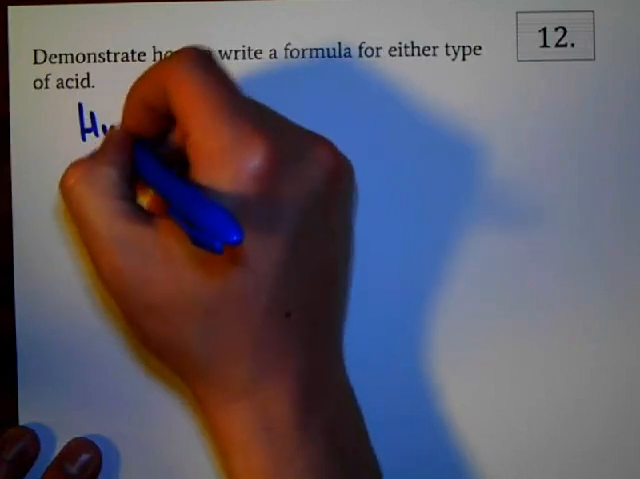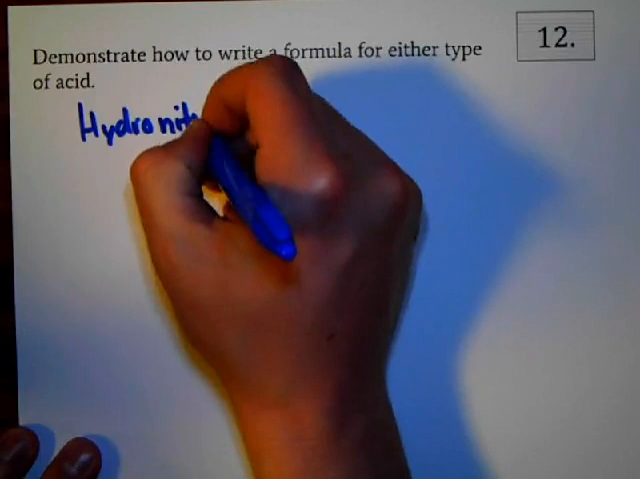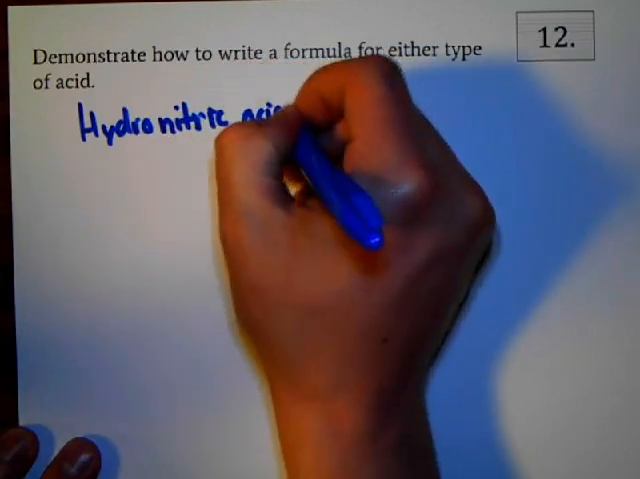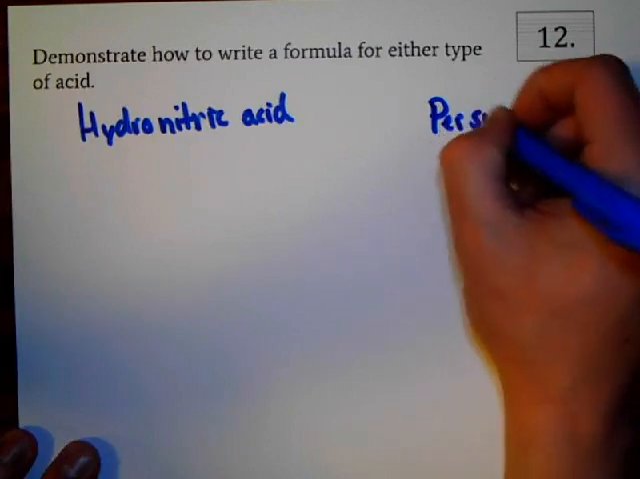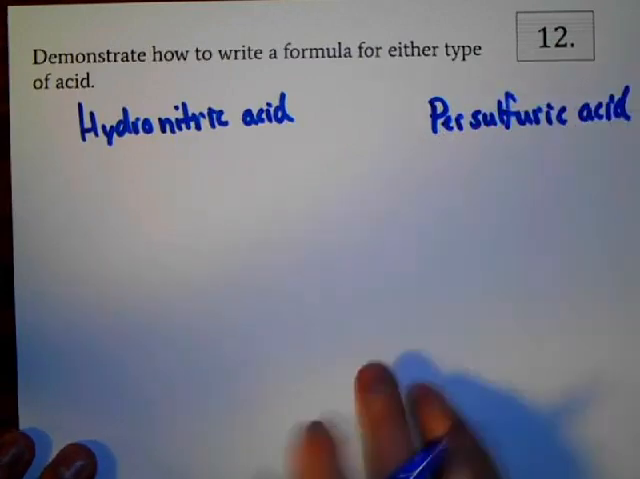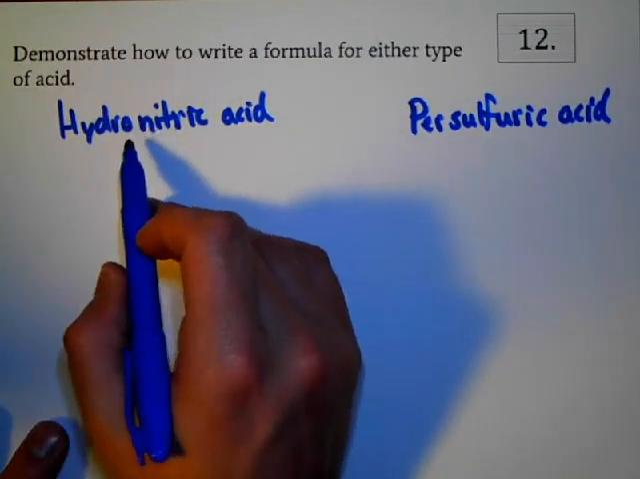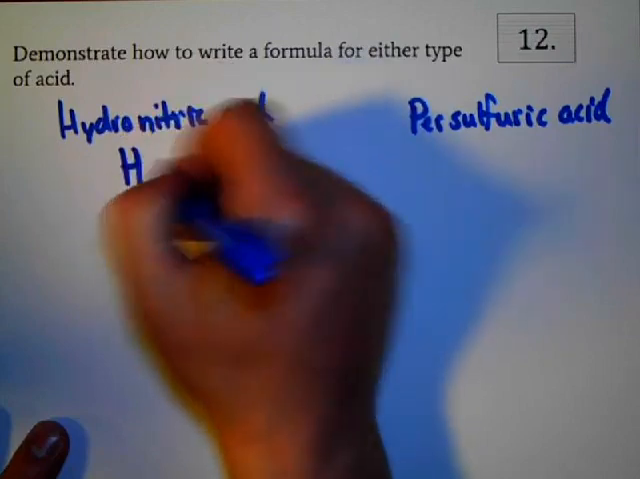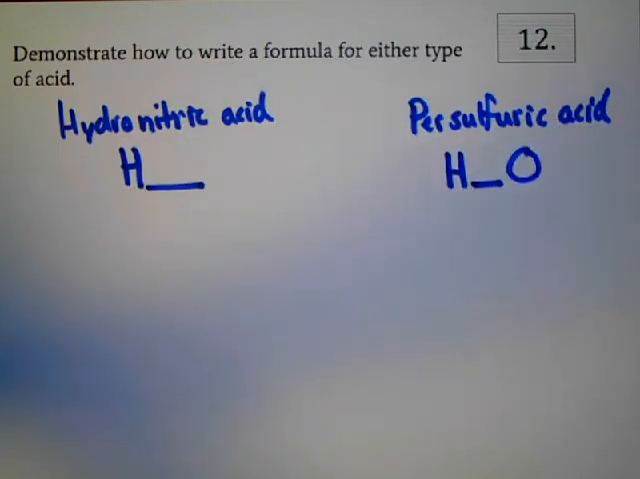So our first one we're going to try and do is hydronitric acid. And our second one we're going to do is just persulfuric acid. I'm kind of throwing you under the bus right away. So the different types of acids are either binary, where it's just hydrogen and 1 other element, or we have hydrogen, 1 other element, and an oxygen, or there's an oxygen in there somewhere.